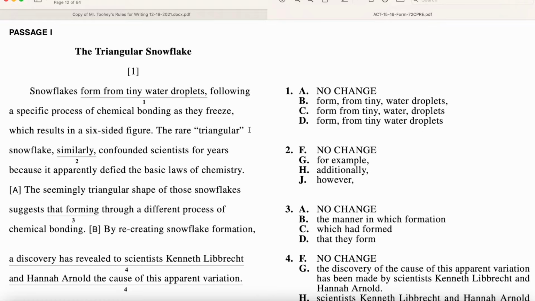Take it from snowflakes form. Snowflakes form from tiny water droplets, following a specific process of chemical bonding as they freeze, which results in a six-sided figure. The rare triangular snowflake, however, confounded scientists for years because it apparently defied the basic laws of chemistry. How does that sound, Abdul? Yeah, that sounds good. That sounds good, and that's right. It is J. Absolutely. Questions about that? Or does that process make sense? No, sir, that makes sense.